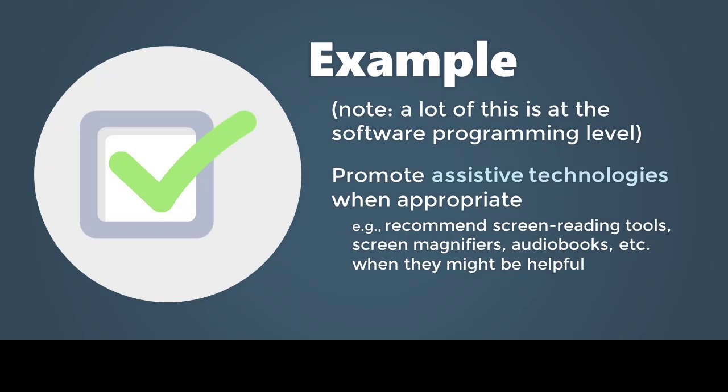However, the second one, the example would be to promote assistive technologies when appropriate. Build an awareness of what's out there and then be able to help students connect with the right tools they need. You won't need to buy it or find it or teach them how to use it, but having an awareness means that you can promote it. So consider recommending screen reading tools, screen magnifiers, audiobooks, etc., whenever those things might be helpful for students who are struggling with a barrier to their learning.